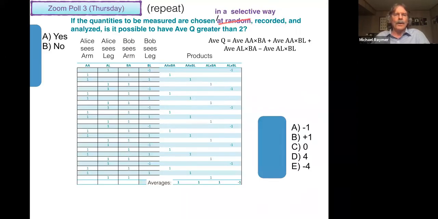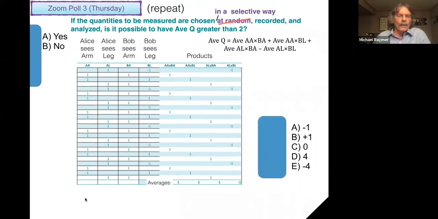Okay, so now we're going to have another poll question. Good. So we have 6 responders, and 5 of those indicated the answer to be yes, and that is correct. And it's really a matter of understanding what I mean by chosen in a selective way.